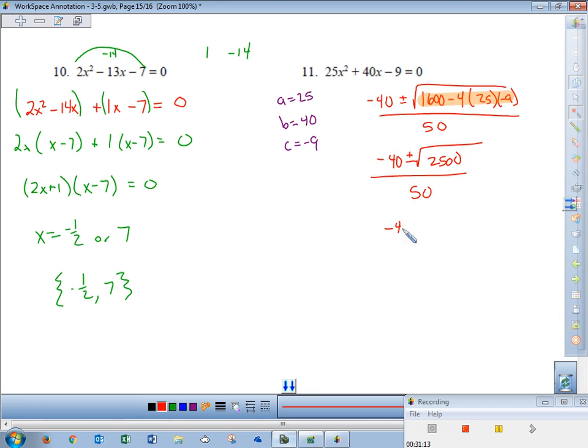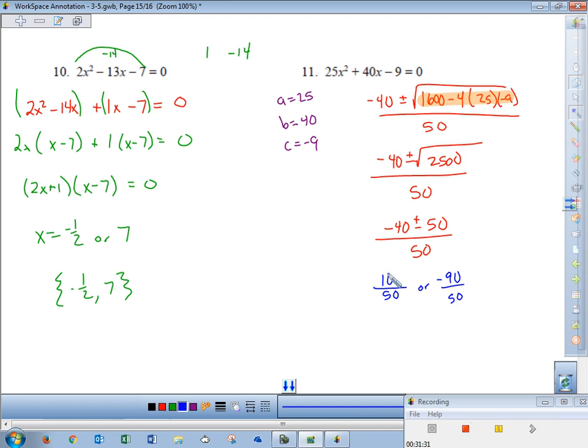Since that discriminant was a perfect square, that means you could have factored this. This was totally factorable if you wanted to, but it would take too long. So now the hard part about these is setting up the two answers. You got negative 40 plus 50, which is 10. That's still over 50. I could care less about reducing this right now. I'm just going to write my two possibilities. And then negative 40 minus 50, which is negative 90 over 50.